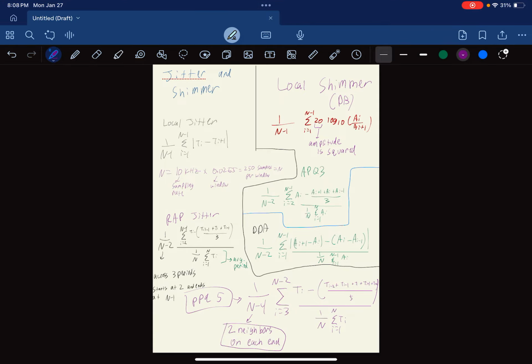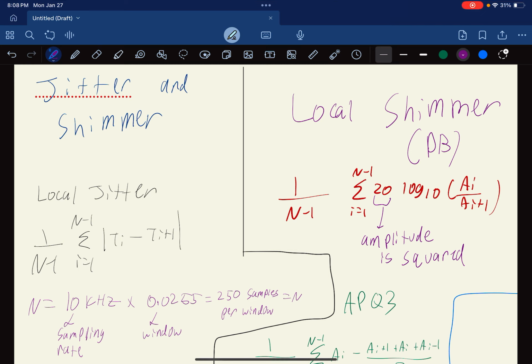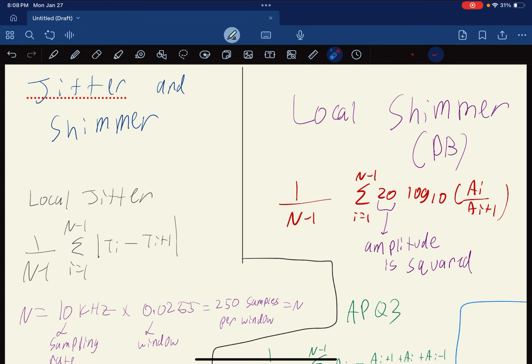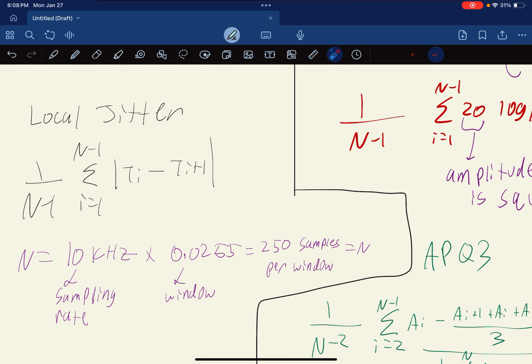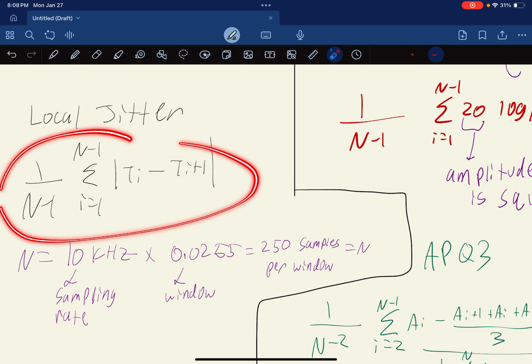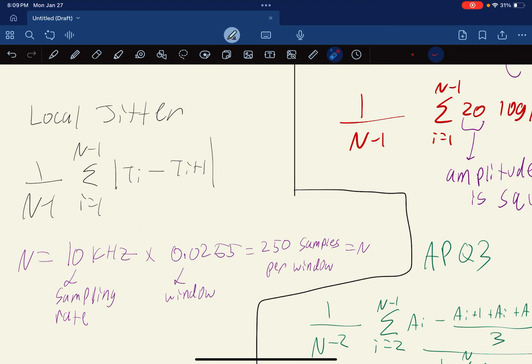Alrighty, and to finish up, we're going to do jitter and shimmer and HNR. To start off with, jitter and shimmer are more intuitive calculations. Jitter is the rate of change of the frequency. Shimmer, on the other hand, is the rate of change of amplitude. Just like evaluating a derivative, this is the calculation for what is called local jitter, sort of the change in frequency.